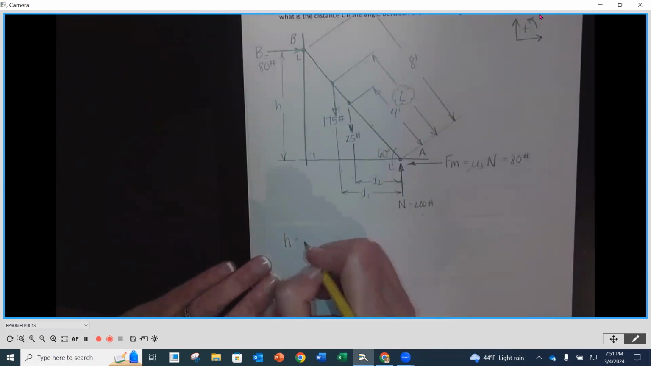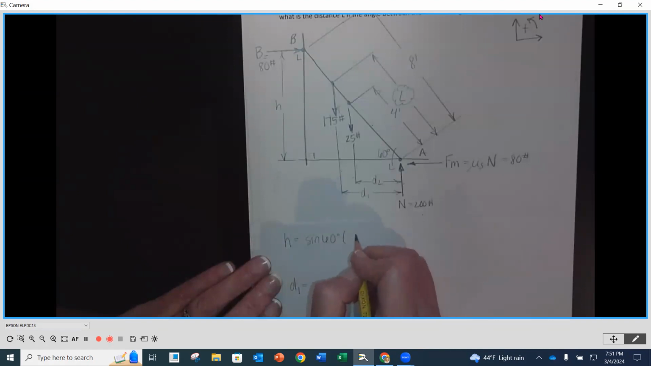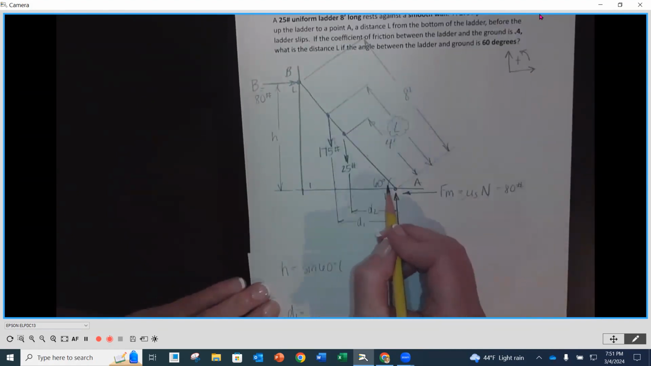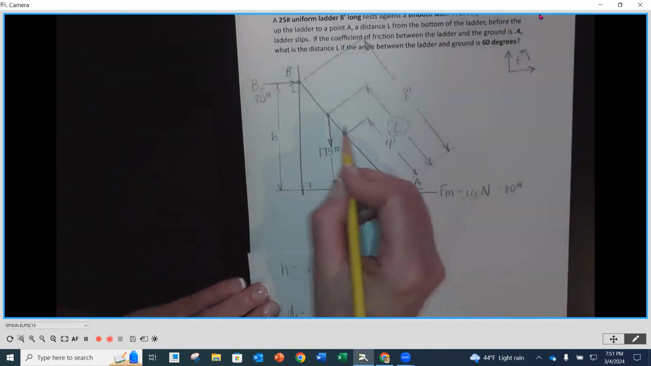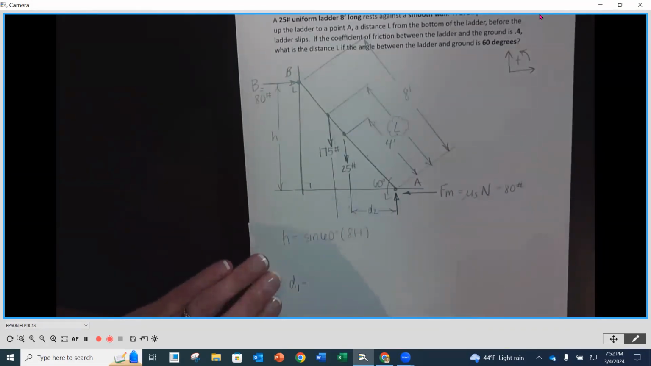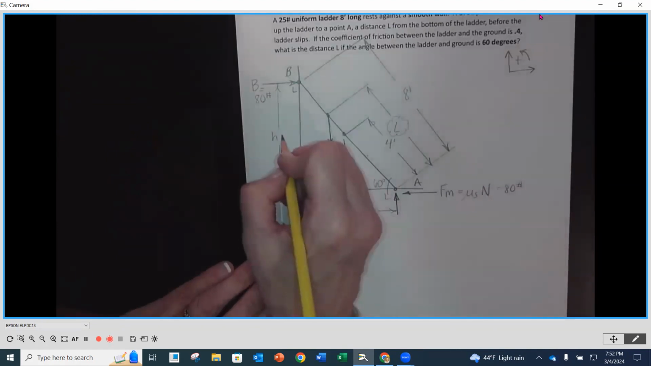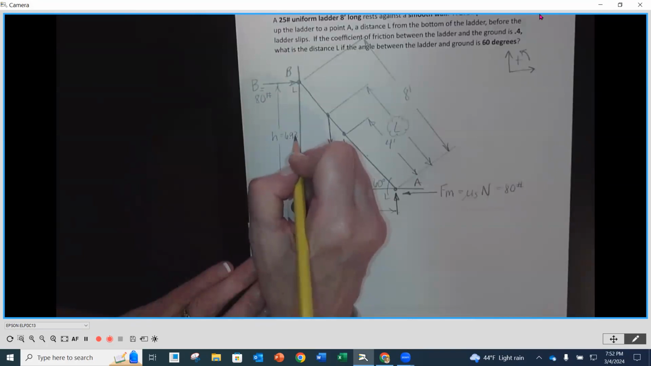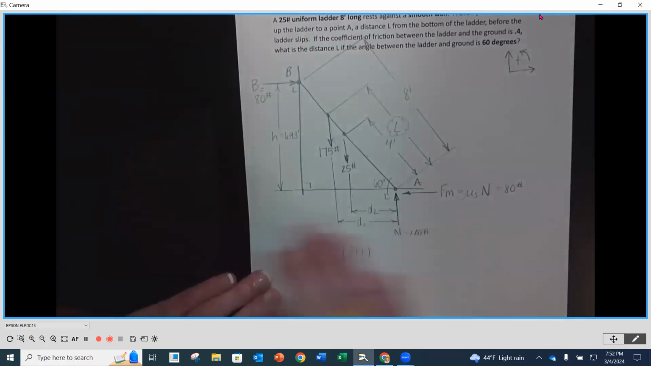James said he got H is equal to 6.93. That is correct. How did you do that? Did you do the sine of 60 degrees, so the sine is the side opposite over the hypotenuse, times 8 feet? I'm sure that's how you got it. So H is equal to 6.93 feet. Good. Right, that's one of them.